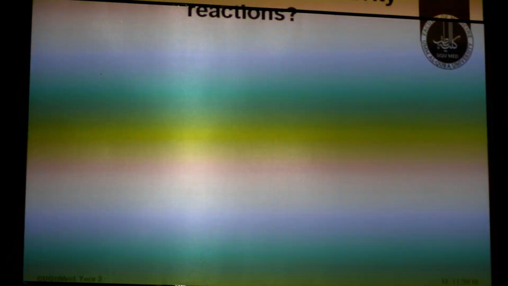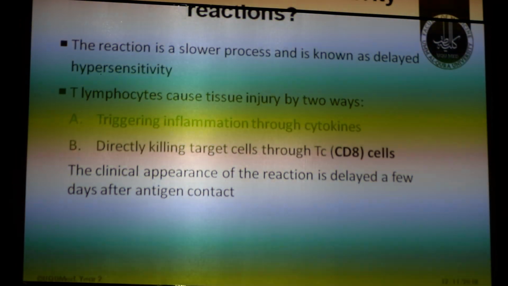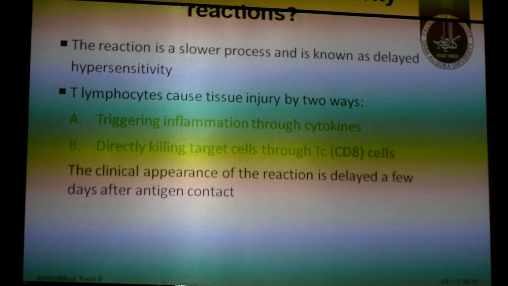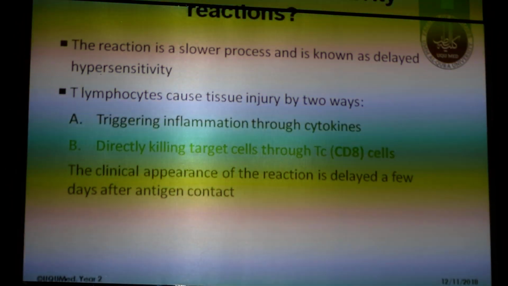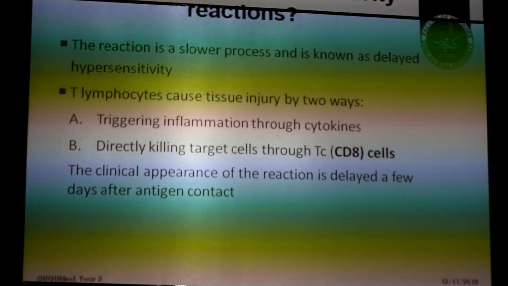Okay, so delayed type hypersensitivity is called delayed type because it takes more time. Let's see if you can finish this second part with me. Maybe it will wake you up, all of you. Which cells are involved? TH1. Type 1 is TH2 mediated. Type 4 is TH1 mediated. So it's a slow process.